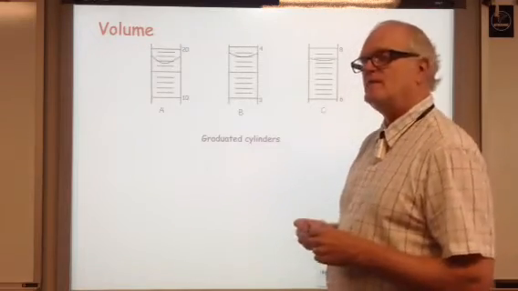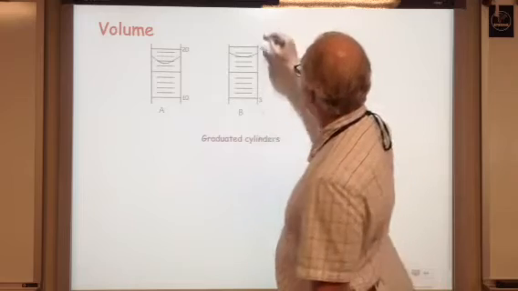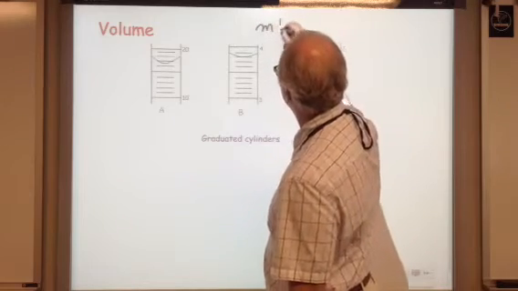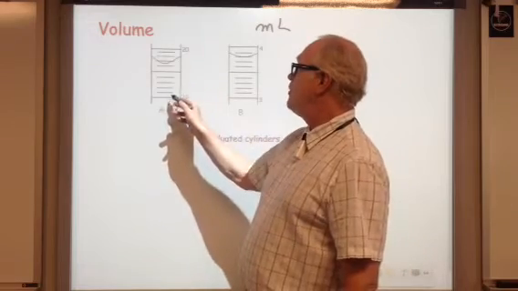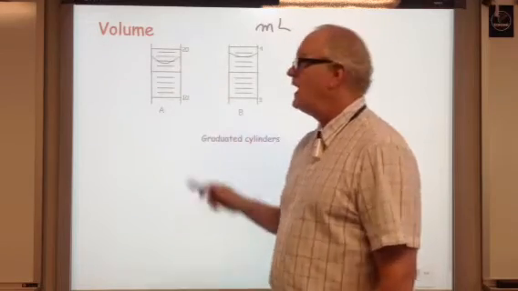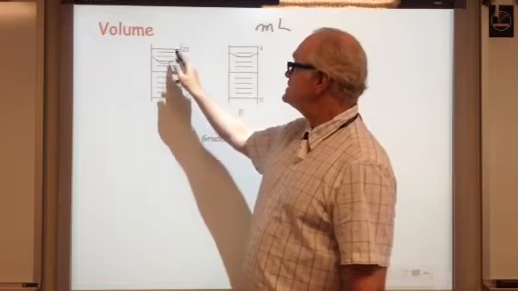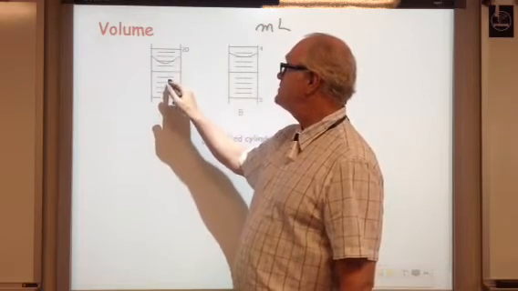The numbers on them are in milliliters, and that's the case with these graduated cylinders here. So we're making our measurements in milliliters. The measurement is more than 10, but less than 20. And there are some other marks. There's not just a 10 and 20 mark, but there are some other marks in between.